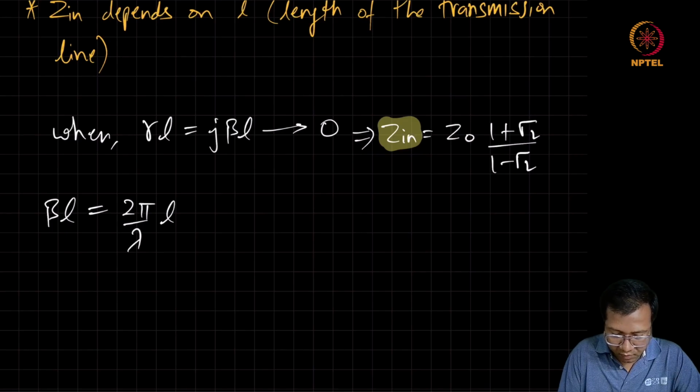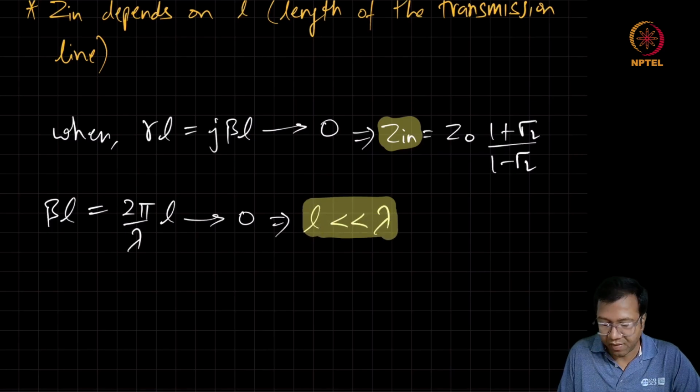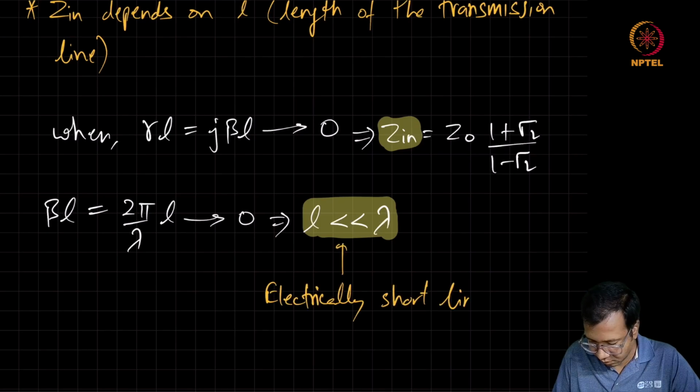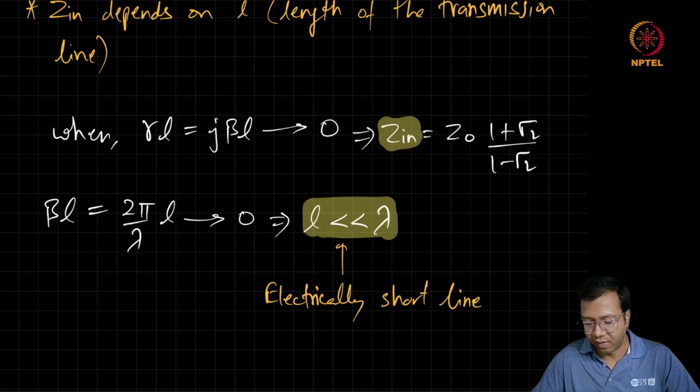If this part has to tend to 0, it implies the length has to be much smaller than lambda, where the length of the line is much smaller than the wavelength of the signal which is present on the line. This is also called an electrically short line. And for an electrically short line, the input impedance doesn't depend on the length of the line, and effectively we are approximating the transmission line as a short circuit.